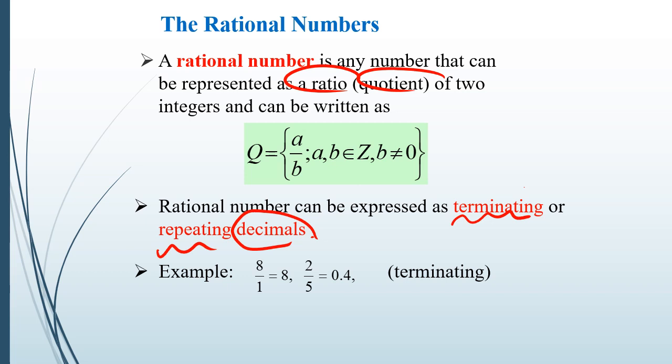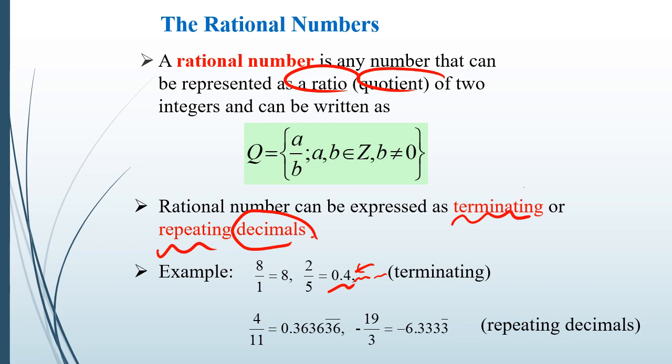So it can be represented in decimal, which is 0.4. So this is terminating. We don't have any more decimals besides the 4. And the next one is 4 over 11. If you use the calculator, you will get 4 divided by 11 equal to 0.363636363636, and it will continue. It's not stopping. We have 11 decimals in the calculator, but if we look at it, it will continue with the numbers 3636 and so on. So this is what we call a repeating decimal. It will repeat these two numbers, 36.